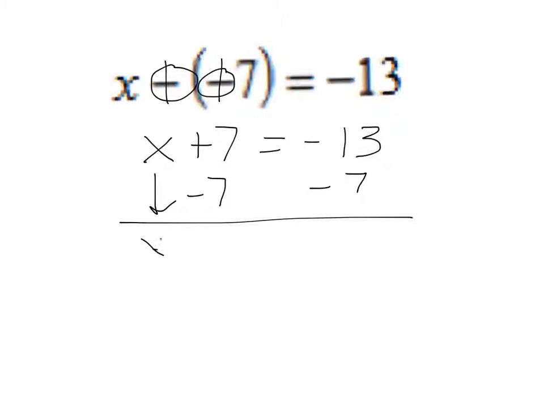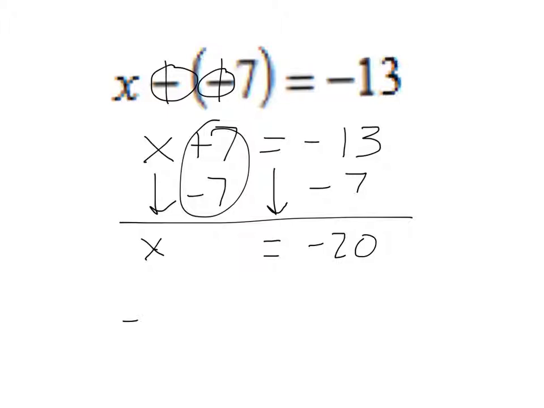Bring your x down, bring your equal sign down, okay. Positive 7 and negative 7 equals 0. Okay, and here it says we owe 13 and we owe 7, so together we owe 20. Okay, then just check it.